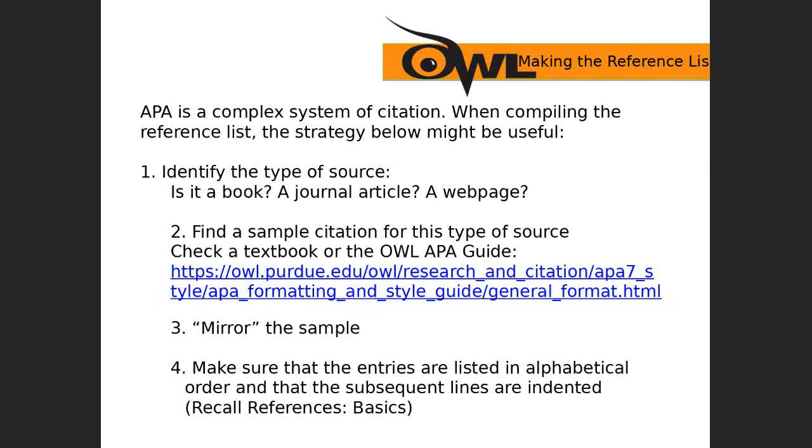I actually find the APA 7th edition a lot more user-friendly than the 6th edition, especially with the in-text citations. I find it a lot easier to use. So anyway, after a sample is found in the APA manual, all it takes is to mirror it precisely and arrange the entries in alphabetical order. So just make sure that they're in alphabetical order in the reference list.